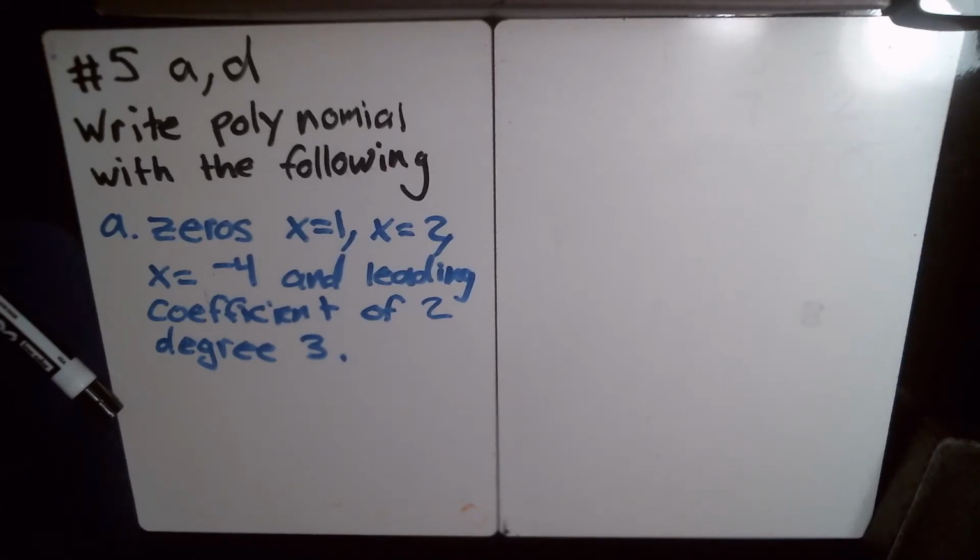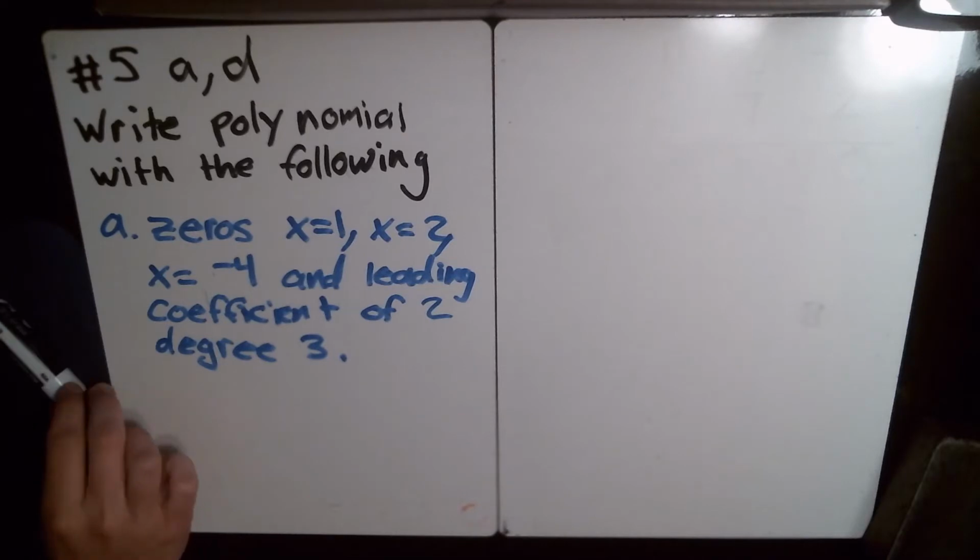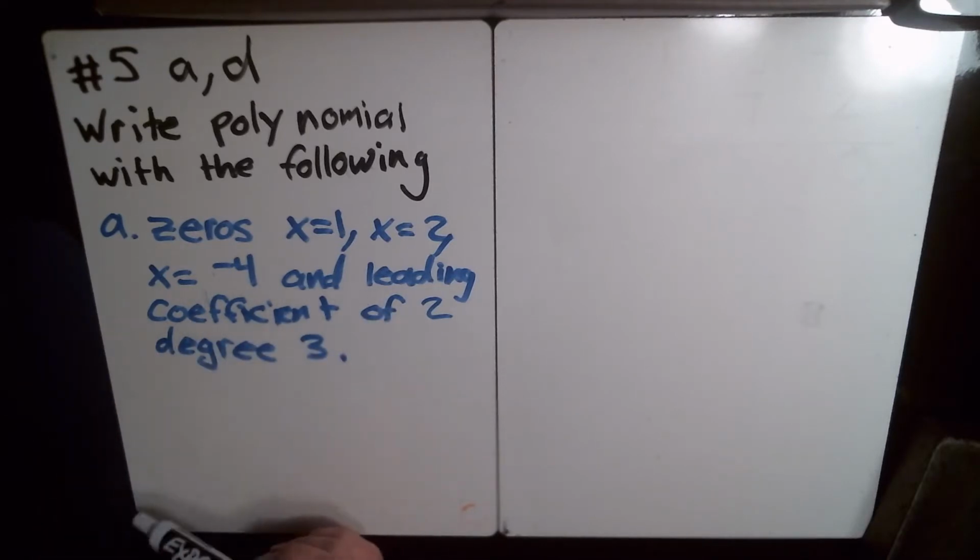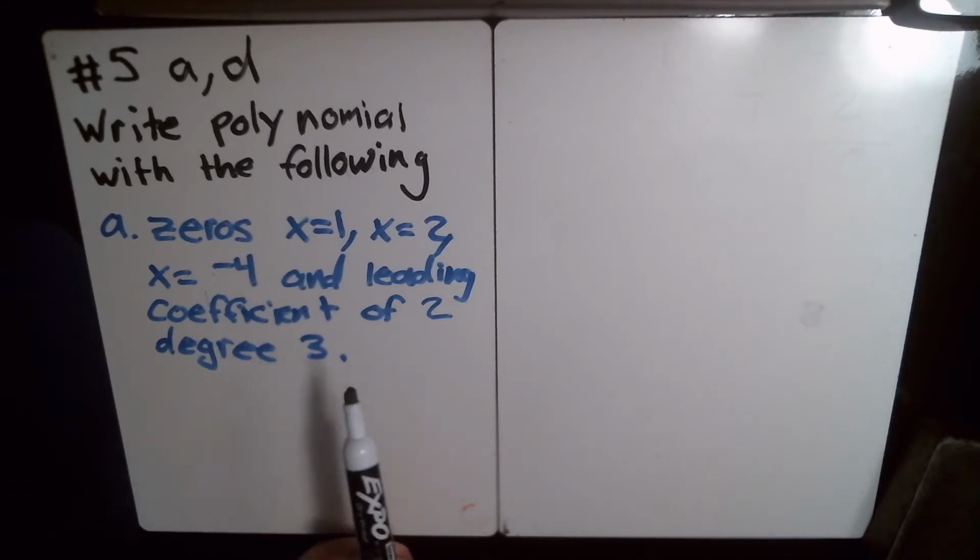Okay, so I'm looking at number 5 on the review. I'm going to be doing parts A and D, and I'll leave B and C to you. We're trying to find a polynomial with the following zeros and a leading coefficient of 2 that's degree 3.